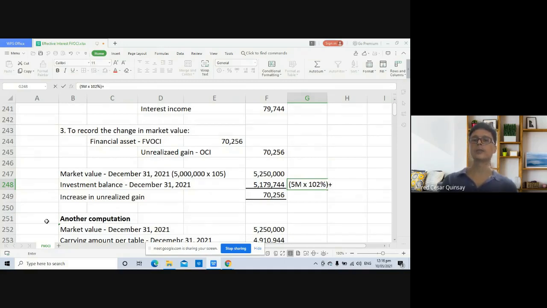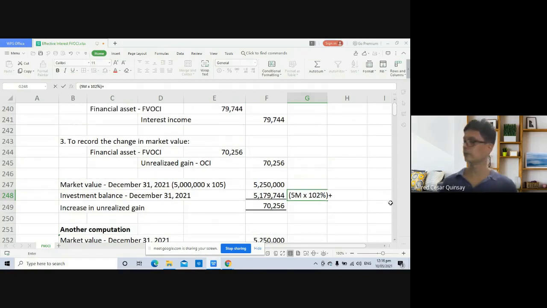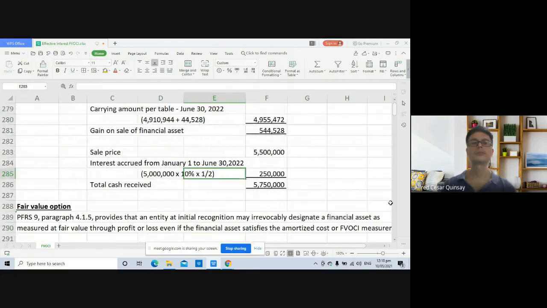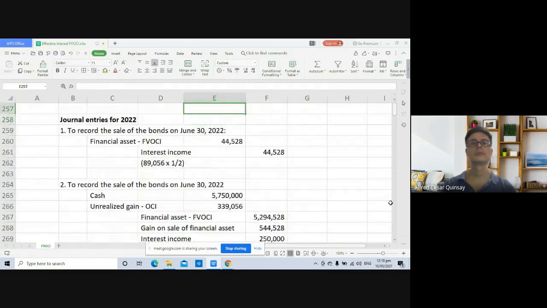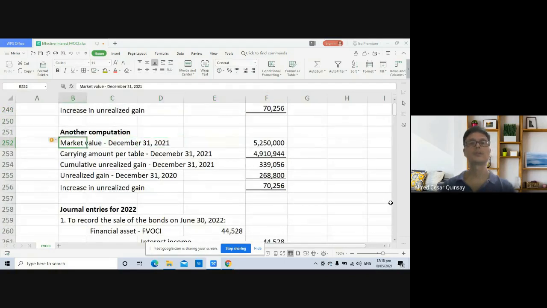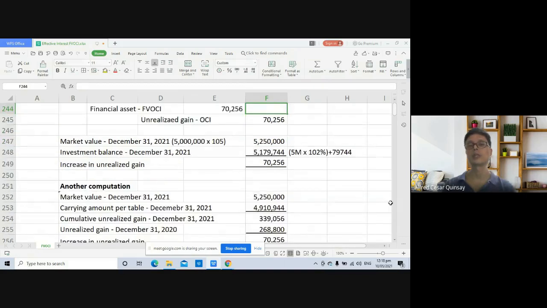Inad doon sa amortization natin. Okay, of 79,744. Yan. Okay, so that's why meron tayong unrealized gain ito, yung 70,256. So another way of computing that is of course, yung market value, yung pagtaas nung financial asset to 5,250,000. That's 5 million times 105 yung nakuha natin dito.